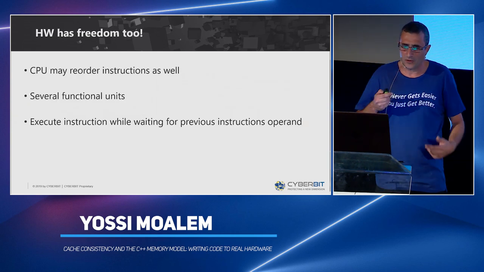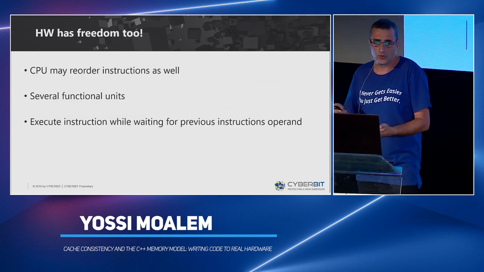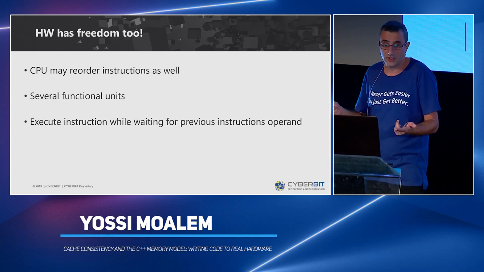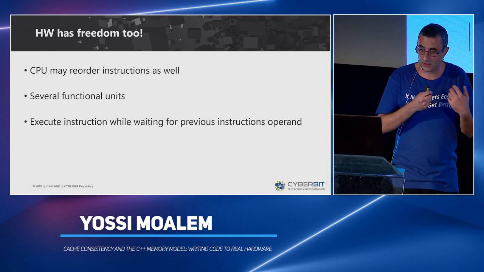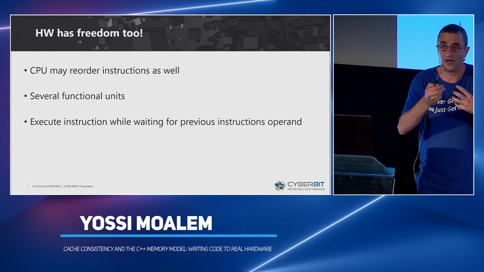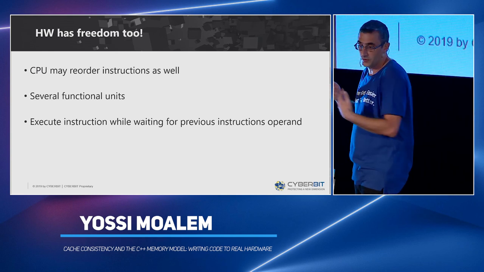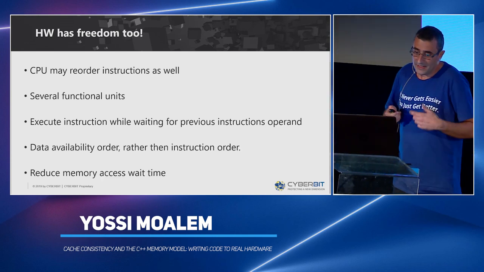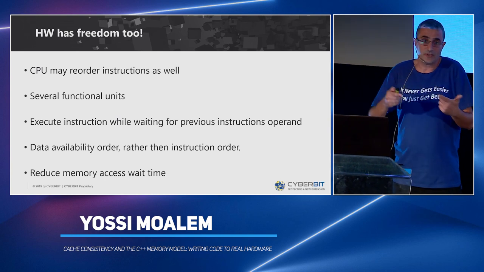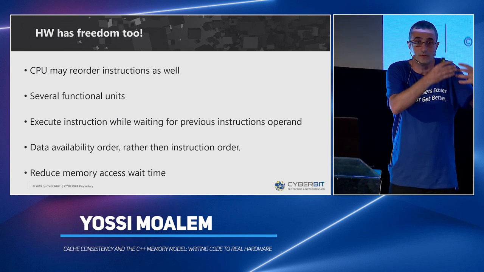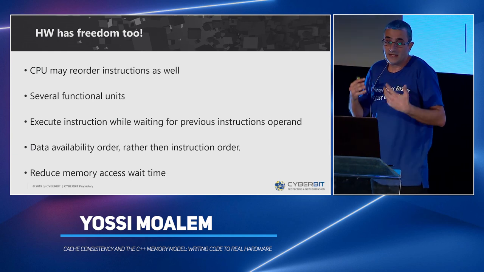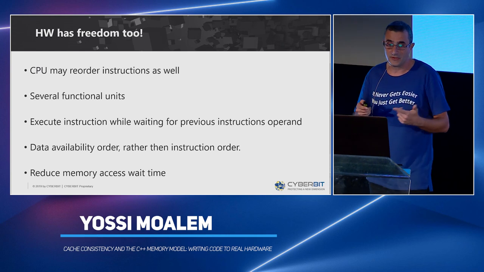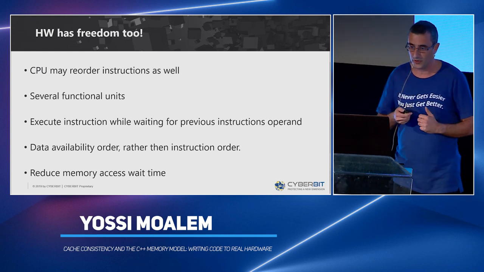Now, the hardware has some freedom too. The CPU can reorder our instructions in order to use several functional units, in order to execute instructions while it's waiting for the previous instructions' operands to arrive from memory. The CPU doesn't really execute the instructions in the way that they are written; it's more the data availability order. This way it reduces the amount of time that we have to wait for the memory.